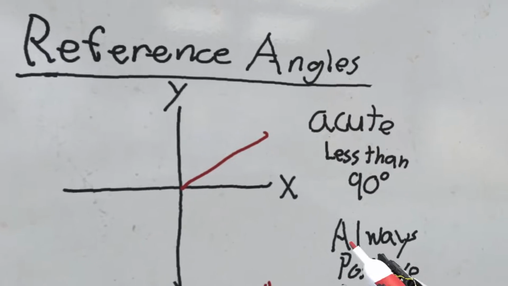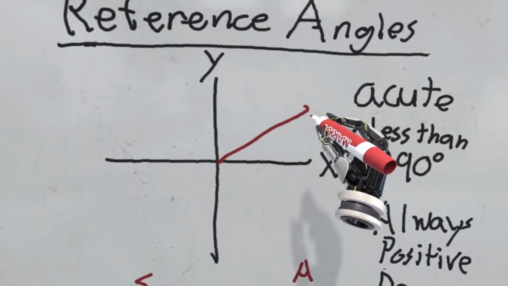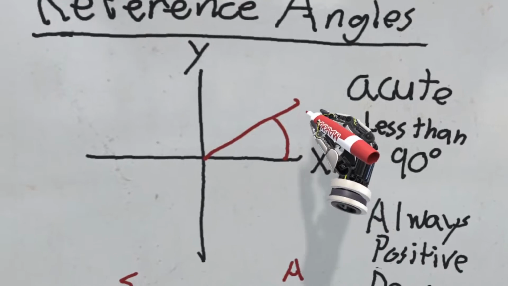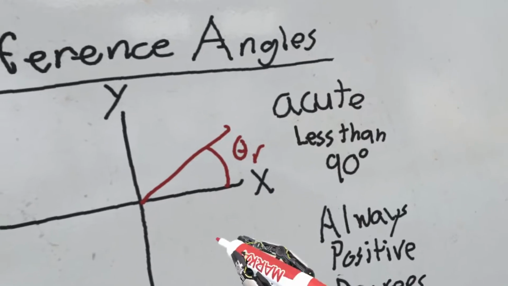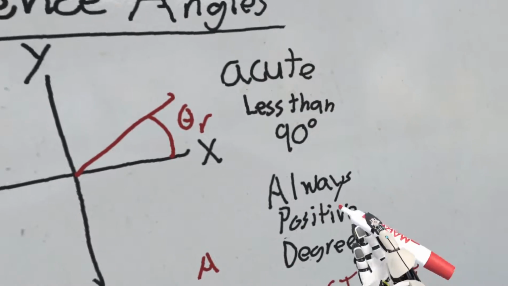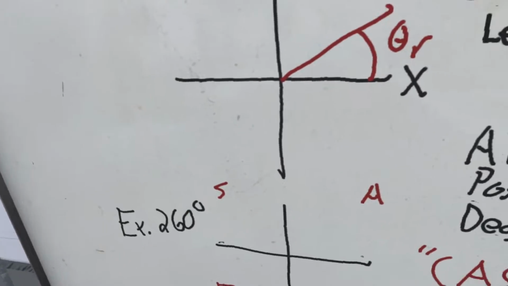Reference angles. Reference angles are acute angles formed between the terminal arm and the x-axis, which we usually express as theta r. These angles will always be less than 90 degrees because they're acute angles, and we always express them as a positive number of degrees.